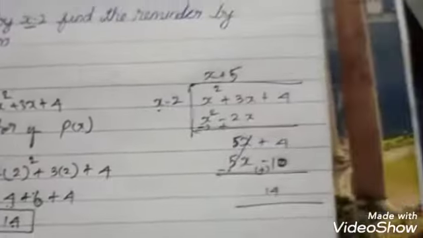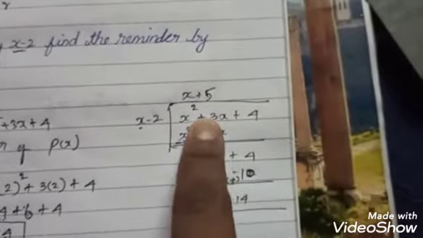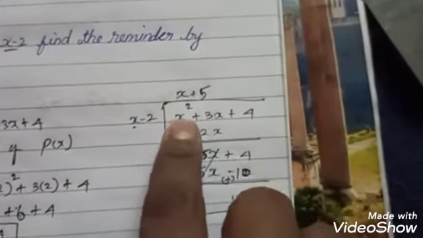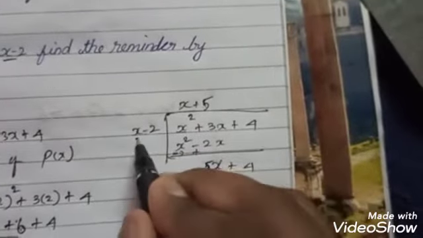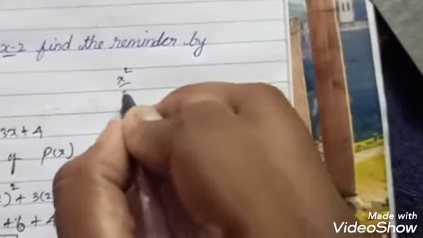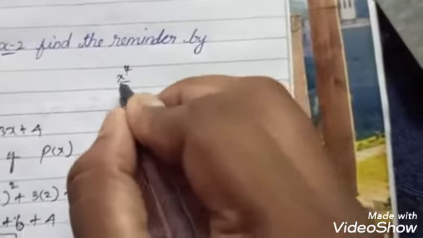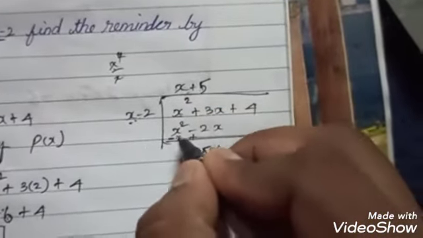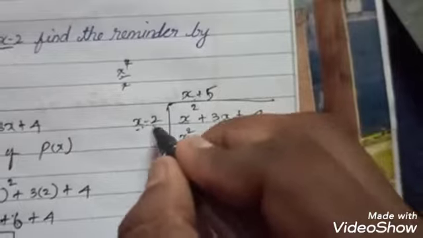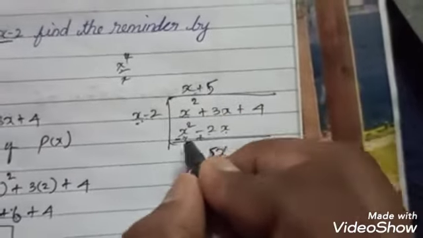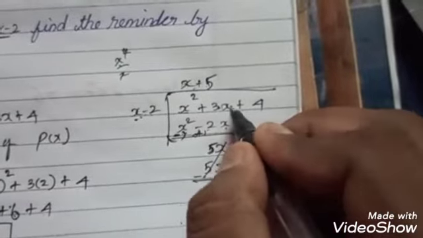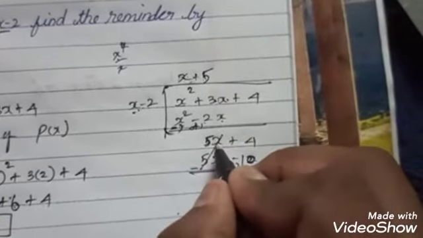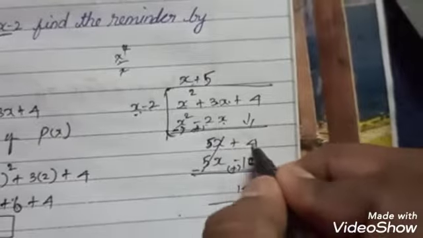So I will also explain through the normal division method. Divide by x minus 2. First you compare x square and x, you get x, and x into x minus 2 gives x square minus 2x. You change the signs: minus, plus. 3x plus 2x, you get 5x, and this one plus 4.